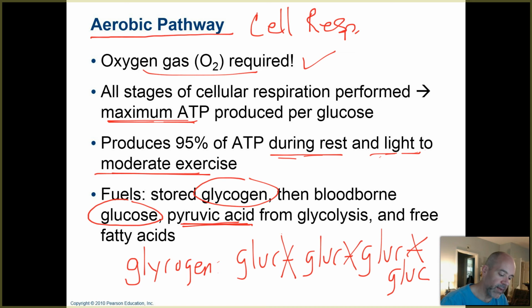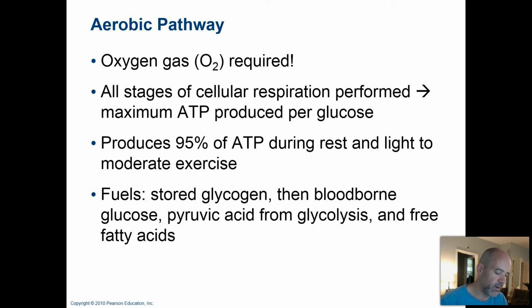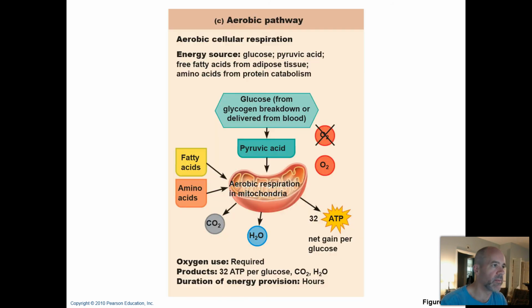Pyruvic acid, so you make that from glycolysis, or if it comes from other sources, it can funnel into your cellular respiration in the mitochondria and help you make ATP. Also, your fatty acids. You guys know that fats are energy sources, and those also funnel into the parts of cellular respiration that happen in your mitochondria. That's how you wind up extracting energy from fatty acids. Okay, so that's where your skeletal muscles get the chemical molecules they have to break down for cellular respiration.